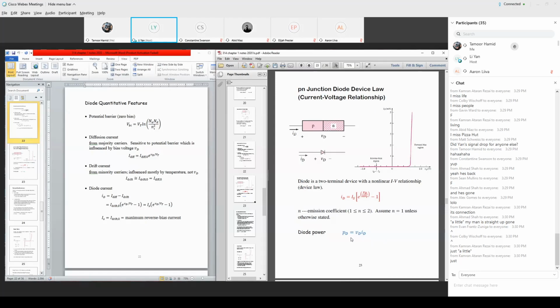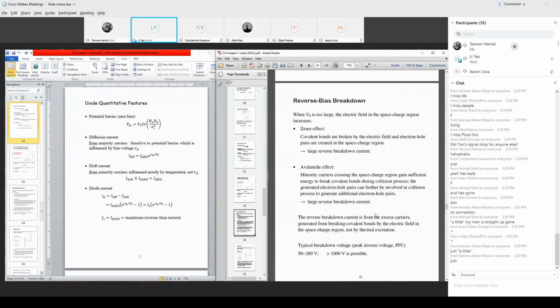Okay, as I said here, under forward bias the current is very large, contributed by majority carriers. Under reverse bias, this term goes to zero. The current is minus IS, coming from the minority carriers. Majority carriers contribute to this side, minority carriers contribute here. They are exactly balanced at zero bias.